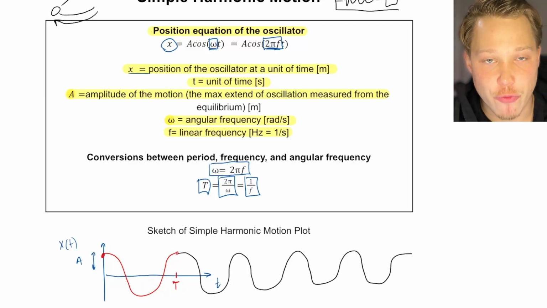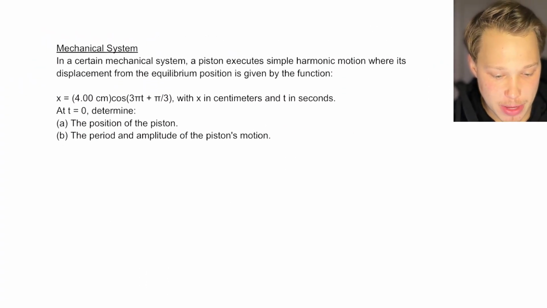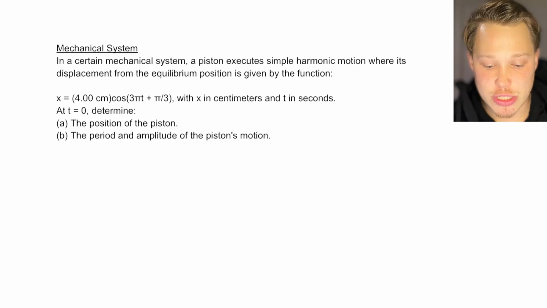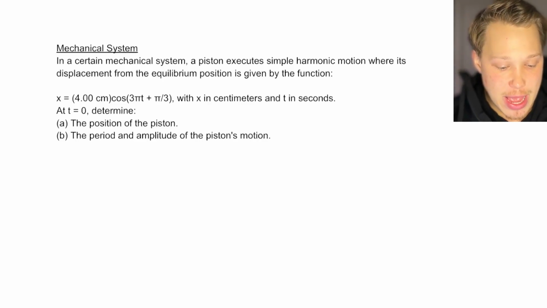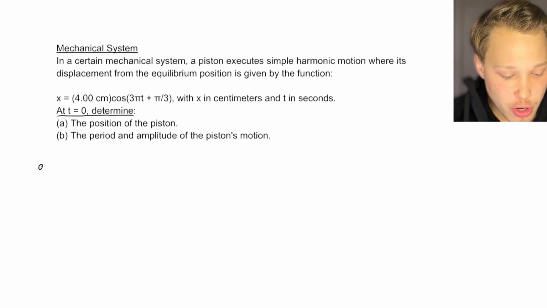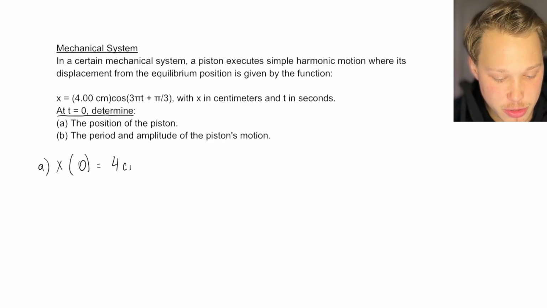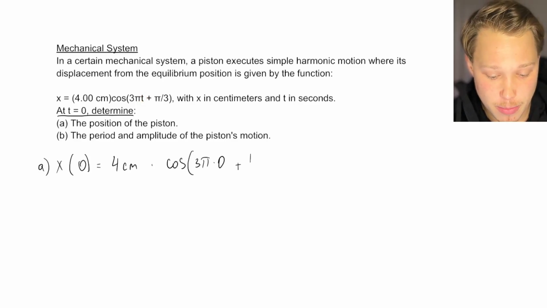Now let's take a look at our first problem that has to do with this equation. Here we have a certain mechanical system where a piston executes a simple harmonic motion where its displacement from the equilibrium position is given by this function. Determine the position of the piston at t equal to 0. All you have to do for part A is just plug in 0 for t. So we have 4 centimeters times cosine of 3 pi times 0, since we're looking for the position at time equals 0, plus pi over 3.